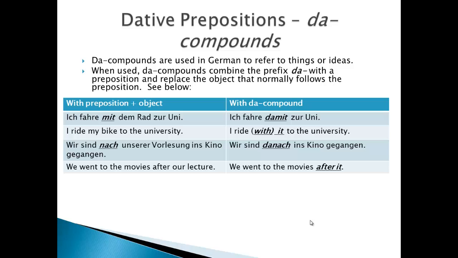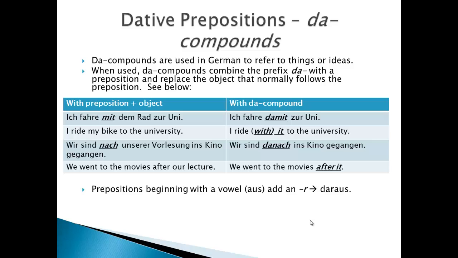So these include both accusative and dative prepositions. Your task is to memorize that list. If a preposition starts with a vowel, so aus, in, an, auf, you integrate an R in between where the da goes. So daraus, darauf, darin, darunter, darüber, okay?